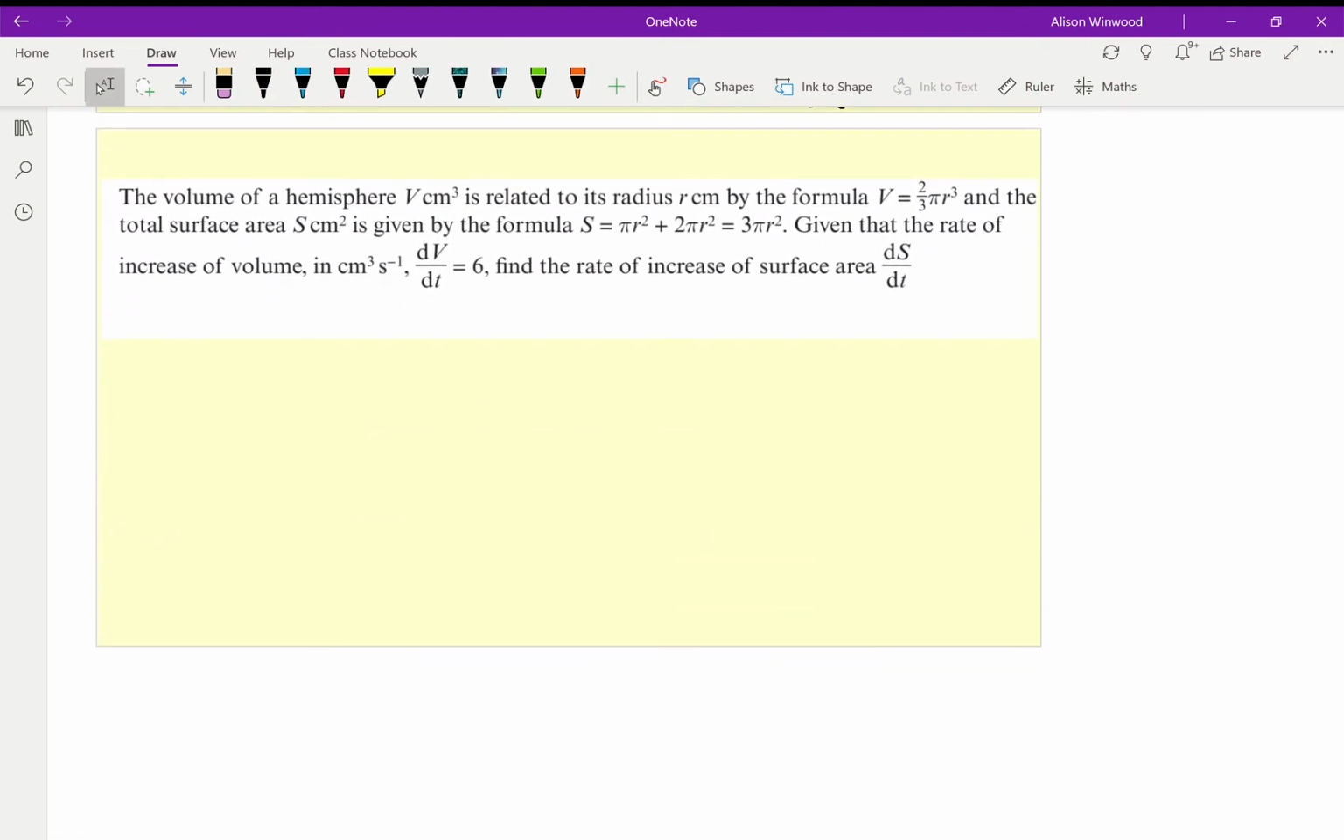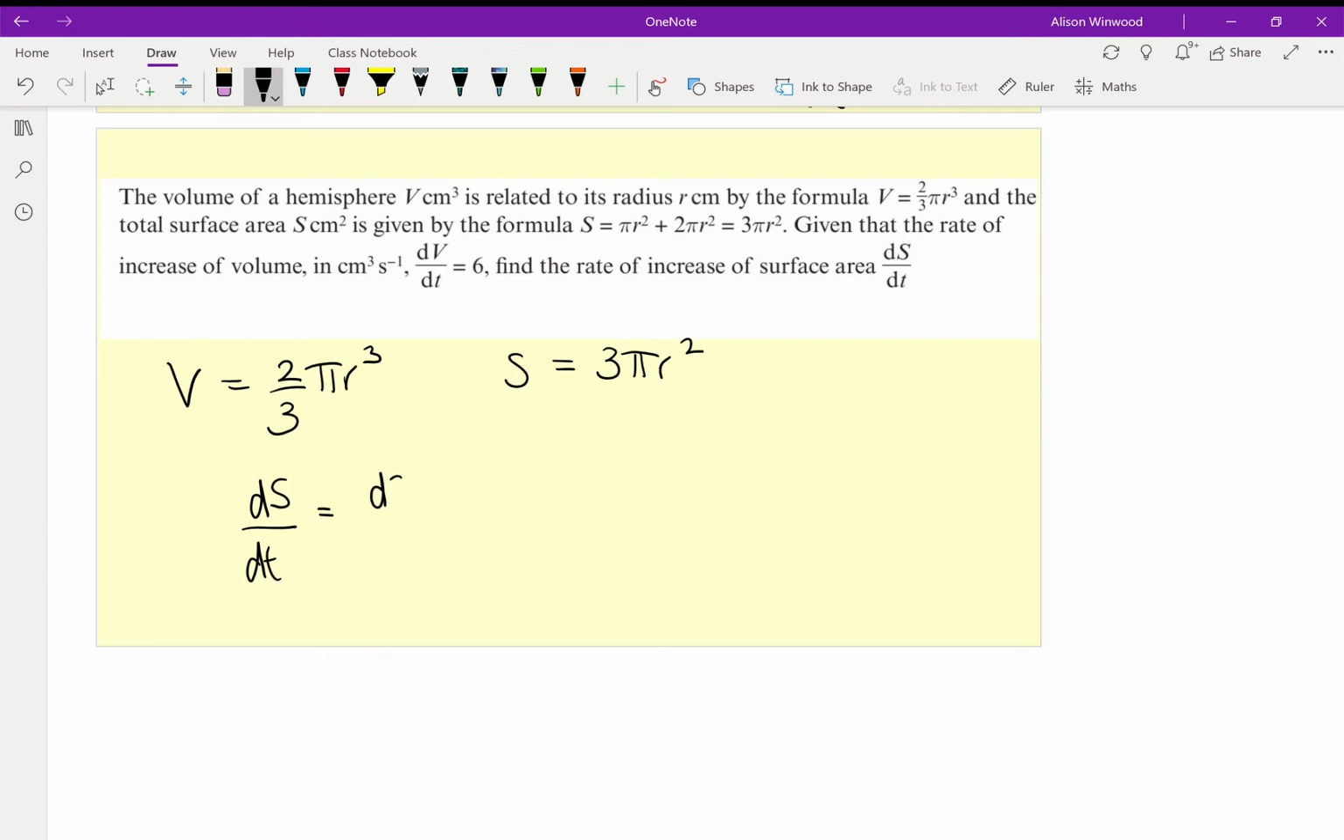So the second example looks a little bit harder, but is following exactly the same things. We're given the volume of a hemisphere, half of 4/3 pi r cubed, and the total surface area is the circle on the bottom plus half the surface area of a sphere, which gives us a total of 3 pi r squared. We're being asked to find the rate of increase of the surface area, so dS by dt.